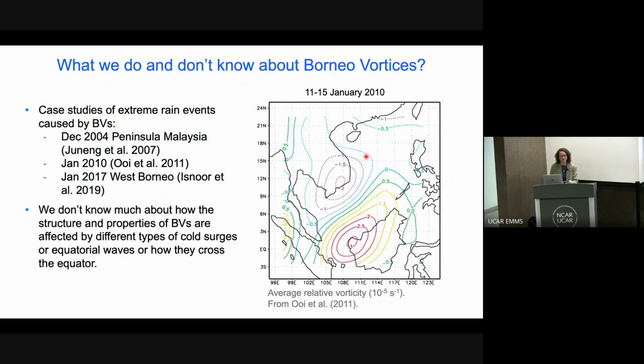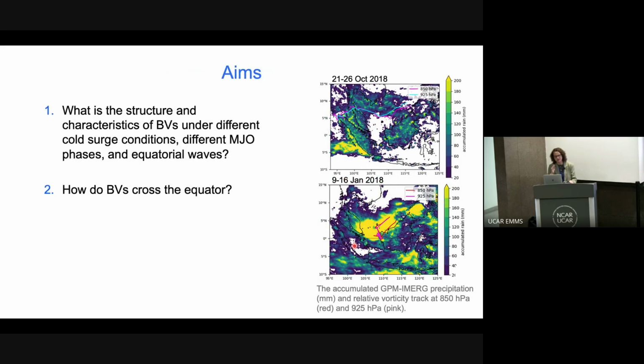There are a couple of case studies where people investigated extreme precipitation events that are associated with Borneo vortices. An example is this paper here from OI, and you can see where the vortex is located. But what we don't know in the literature is much about the structure and the characteristics of these vortices, particularly on the different large-scale drivers. So the aim of this presentation is to do exactly that, to investigate the structure of Borneo vortices under cold surge conditions, MJO, and different equatorial waves, and also to investigate, can they also cross the equator?